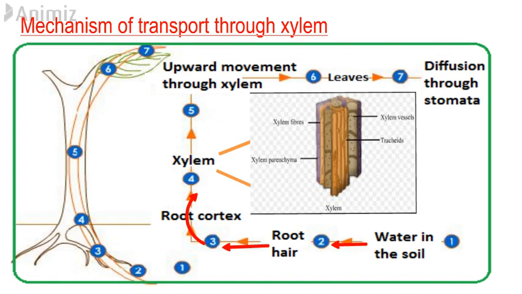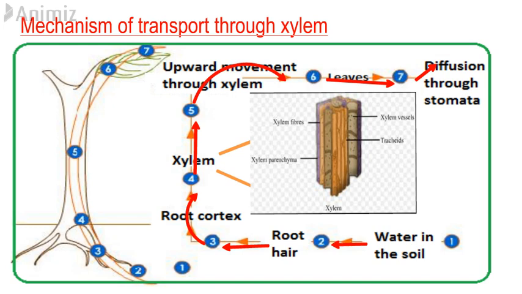Xylem has different parts, that is xylem fiber, xylem parenchyma, xylem vessels and tracheids. It is xylem vessels and tracheids that take part in transportation. Once the water and minerals reach the leaf, it takes part in the process of photosynthesis. You all know what we mean by photosynthesis. It is the process by which the plant prepares its food.